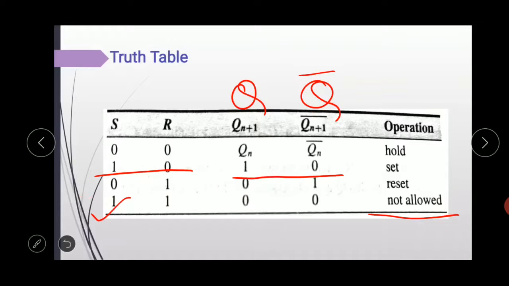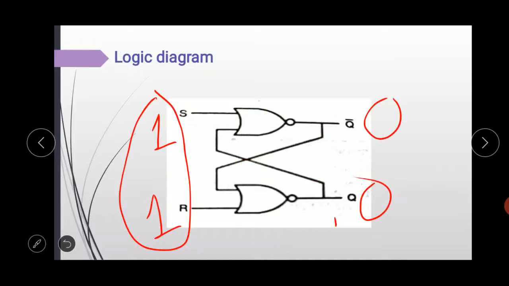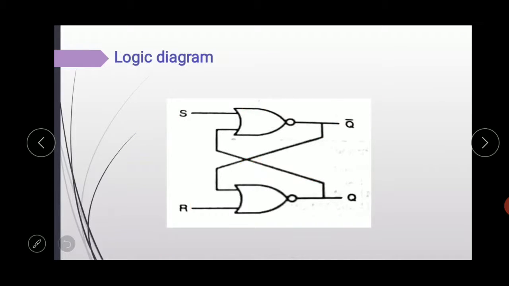When Q is 0, that means it is a reset condition. When Q is 1, that means it is a set condition. And when SR is 0 0, then it holds the previous state. Okay, so it is all about the truth table and its logic diagram. Then let's find out the output equation.